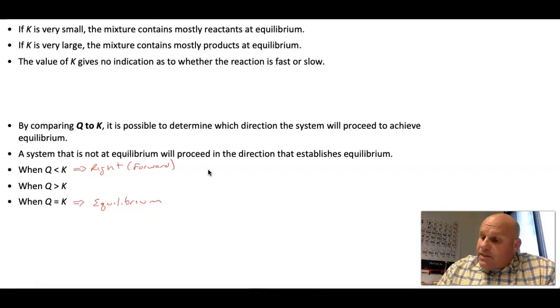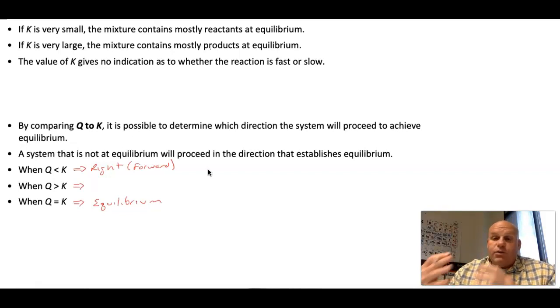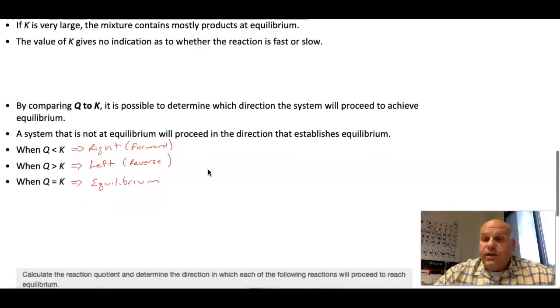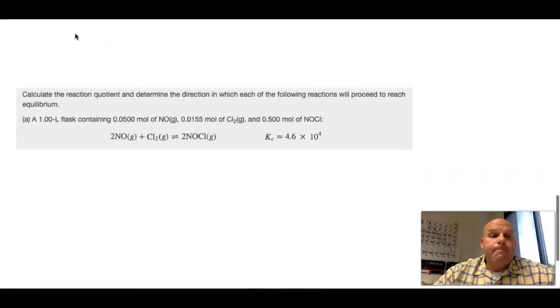Obviously, if we have the opposite scenario, then Q is greater. That means we have more products, so those products need to now get used up. In order to get used up, they have to be on the reactant side. So that means our reaction is proceeding to the left, or in the reverse, or even sometimes backwards direction. Okay, so that's going to be our goal as we do some calculations.